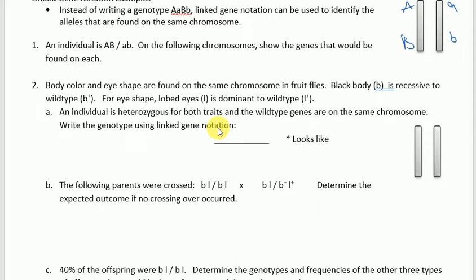So what this is saying is that we are going to have little b, little l, and then we're also going to have b plus and l plus. So on the chromosome, it would look like this.